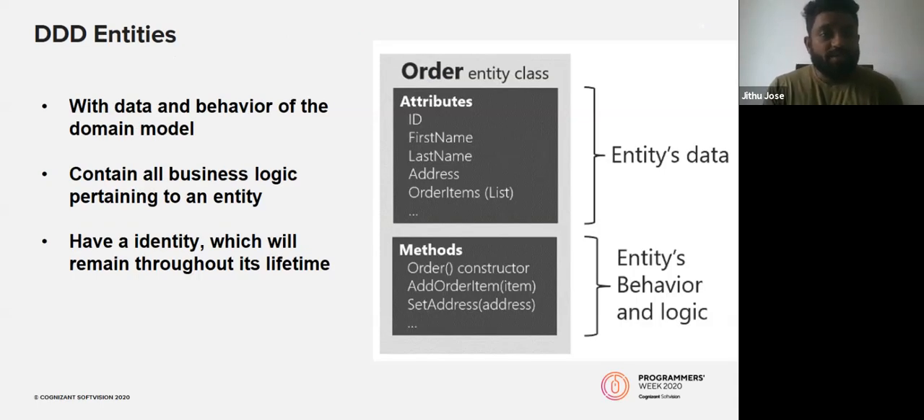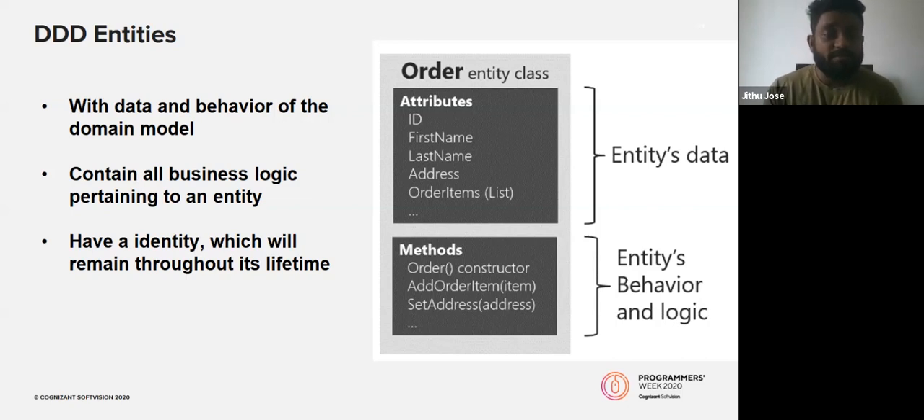So next building block is entities. Entities are anything that has data and behavior inside the domain model. We will call it an entity. An example is an order class. Order is something which is inside e-commerce. We can think of it that way. The attributes are the data, and the behavior will be the methods in the order, like adding an order item or deleting an order item. So these are the behaviors.